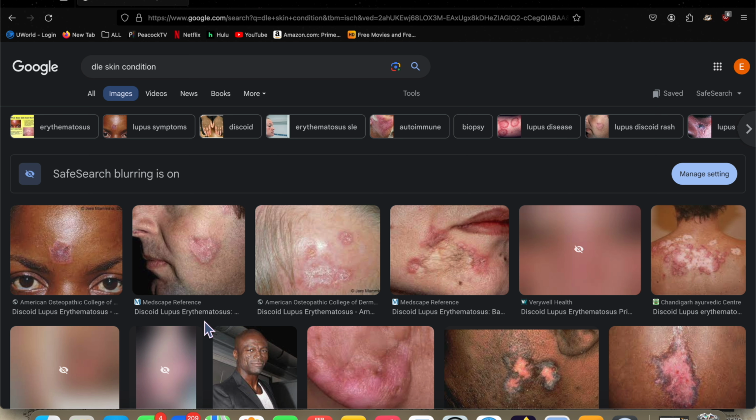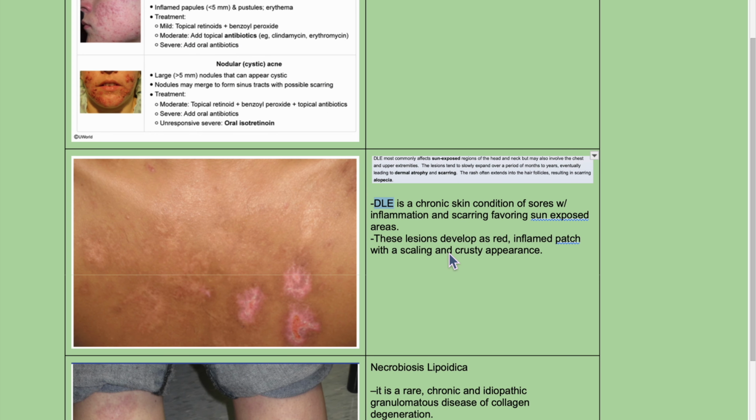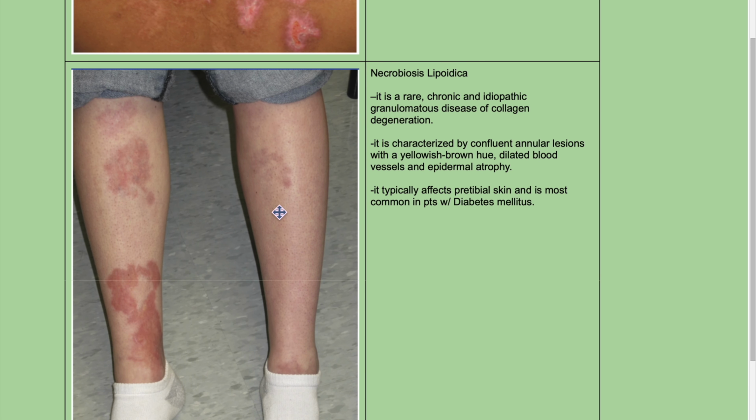Discoid lupus erythematosus, of course. I should have known what that is. Okay, it's a chronic condition, sores and inflammation, scarring favoring the face, ear, scalp, and at times on other body areas. Okay, I think it's just late. I knew what that was.